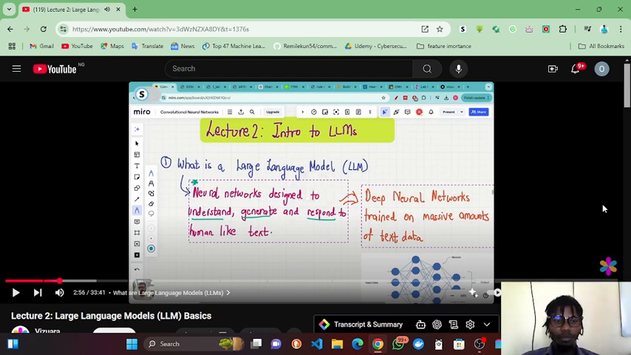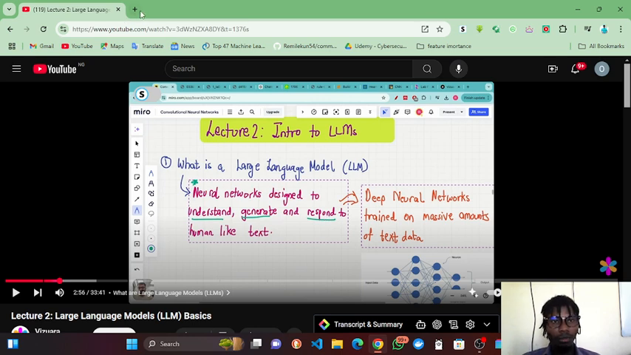So, I hope we are all following what Doctor is saying. So, Doctor is trying to explain what LLM means. Doctor said LLM is a neural network which is designed to understand, generate, and respond to human like text.